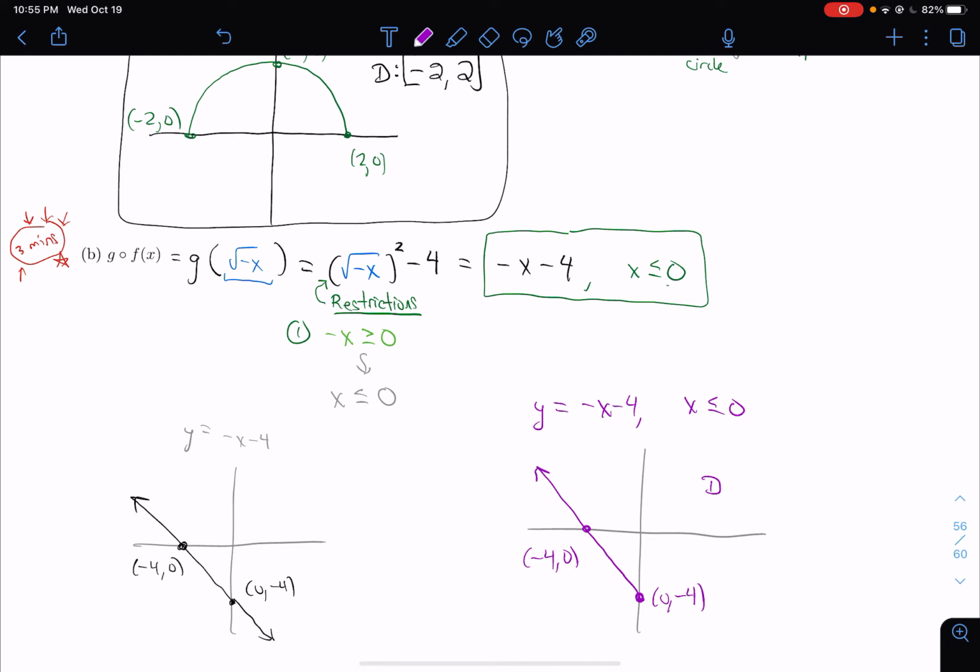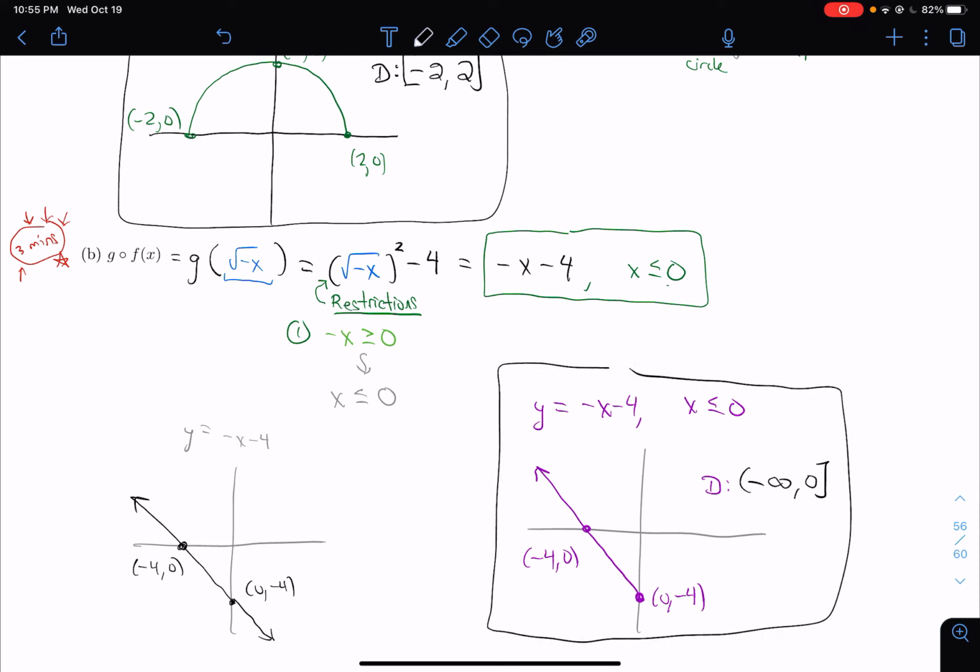Let's just write the domain. Domain goes from -infinity, parentheses, to 0. 0 is included, so bracket. Okay, so that is my graph. All right, and that is my answer.